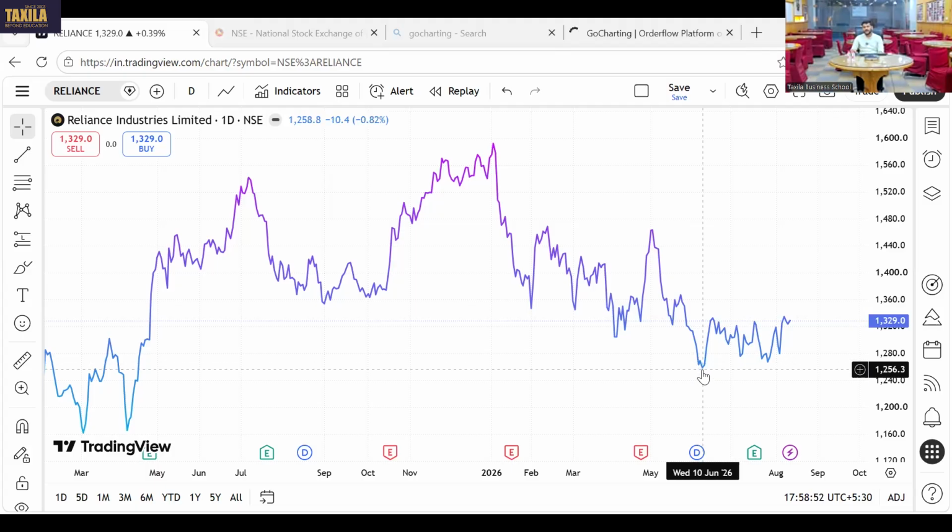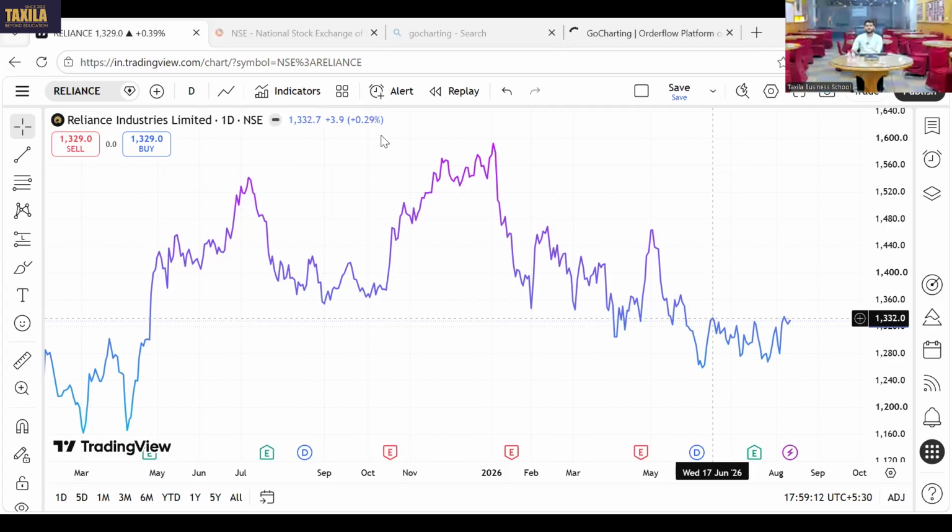And on 17th June, can you check out the price on 17th June, just after 7 days? What's the price of Reliance? Write down again. What's the price now? 1332. How many points up? Almost 70 points up, 70 to 75 points up. In how many days? Just 7 days.